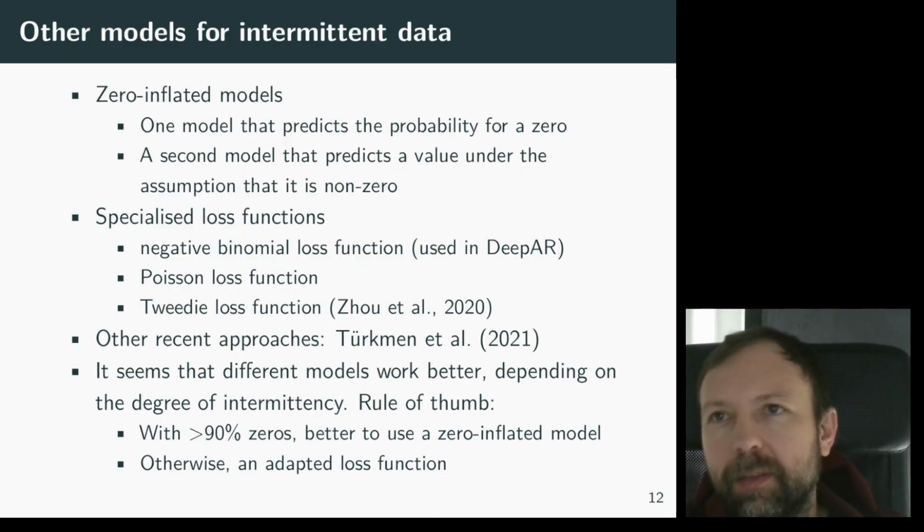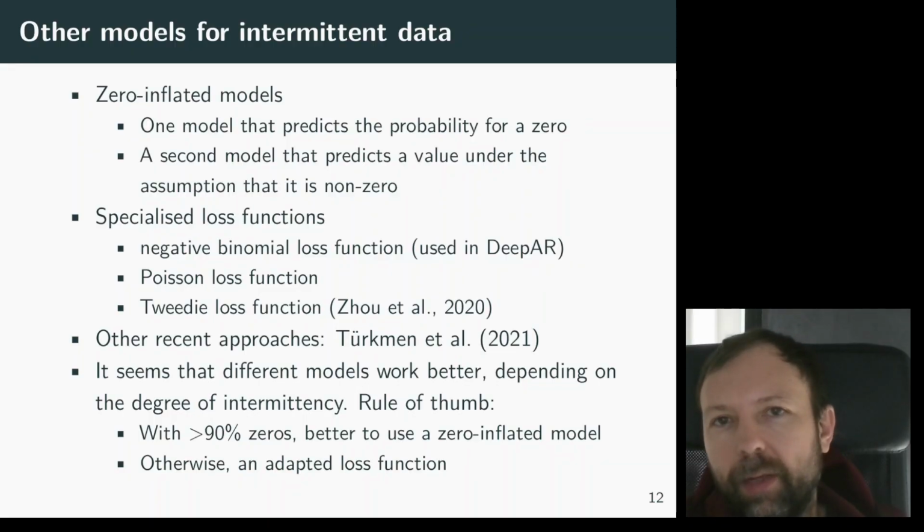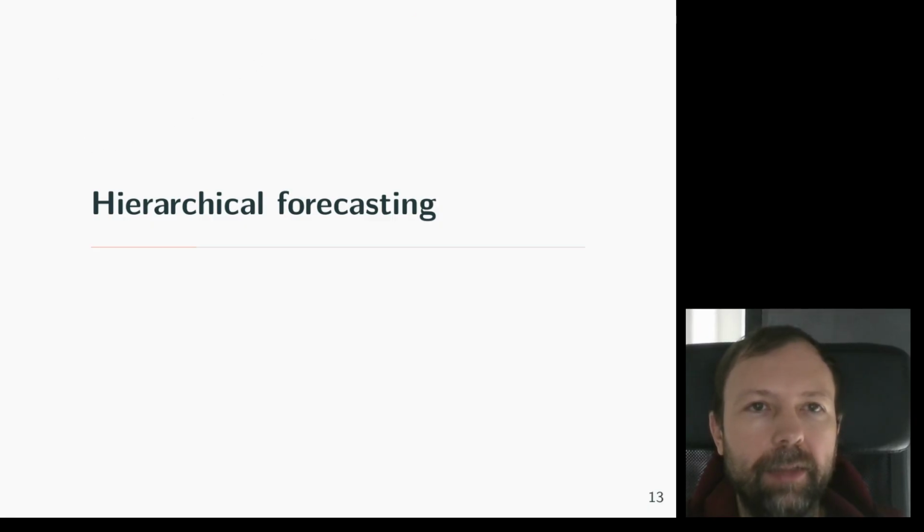So at least don't use mean absolute error, use root mean square error, because there at least you are not eliciting a constant 0. And there could be other, more specialized metrics that might make sense for this type of data. That's it for the intermittent data. The next part is hierarchical forecasting.